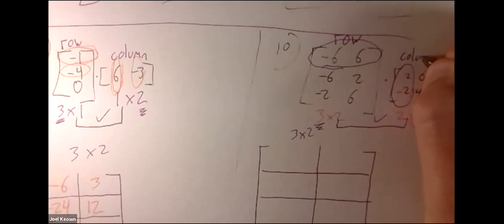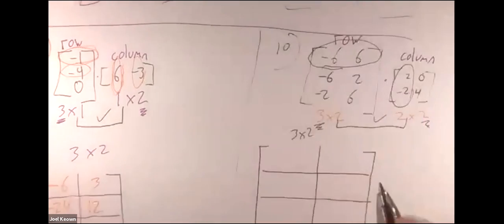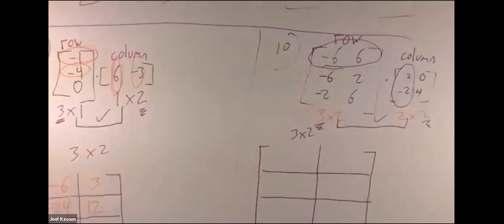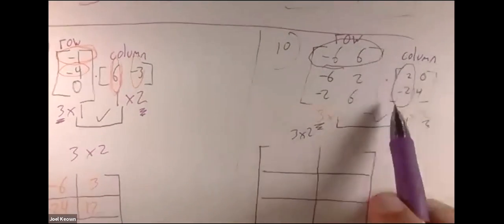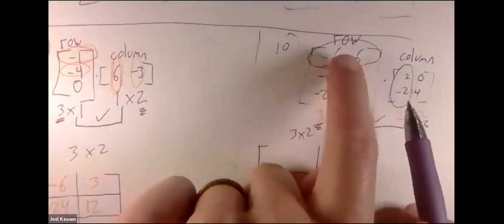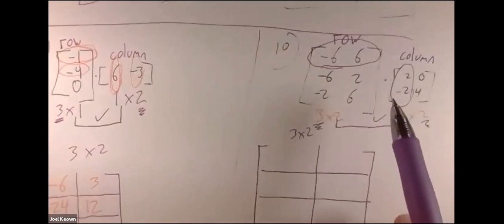And I just realized I forgot. Right, row. Well, I told you the very first thing you're supposed to do is row, column. There's my row, there's my column. Now I have 2 different numbers multiplied in each, okay?